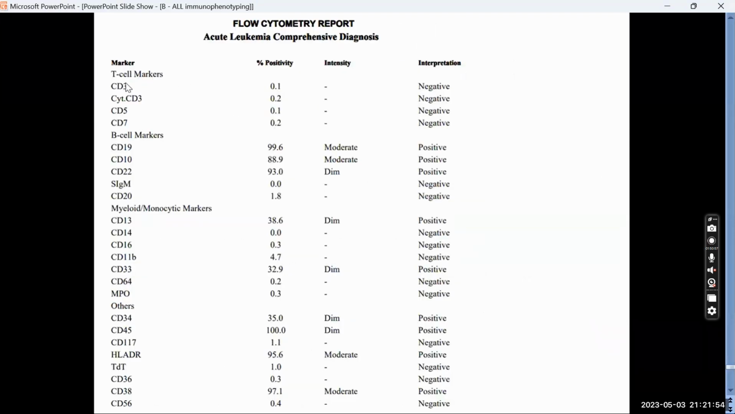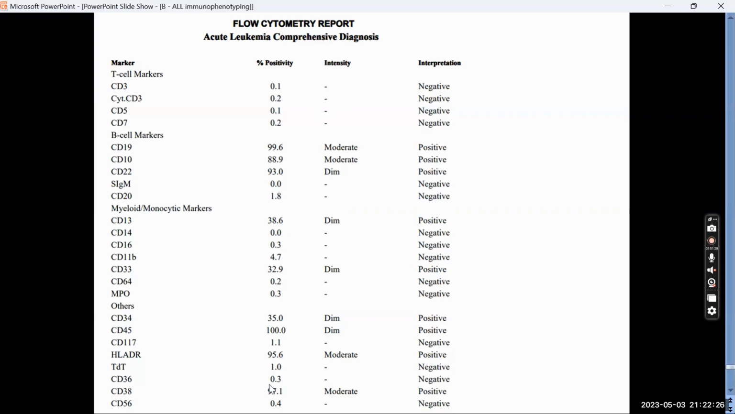So this is how you need to interpret the markers. Okay, so you have the markers here. This is optional, but now still we are doing it, but still it is absolutely optional. But what matters most is intensity. What is the intensity of that? If it's a B-ALL, you see CD19 moderate expression, CD10 moderate expression, CD22 dim expression. It is negative for surface IgM, negative for CD20. Okay, most likely, yeah, color positive.